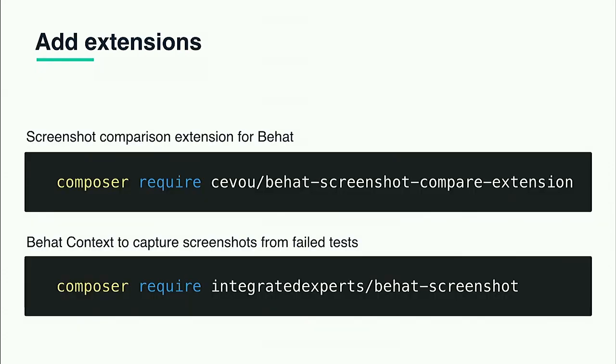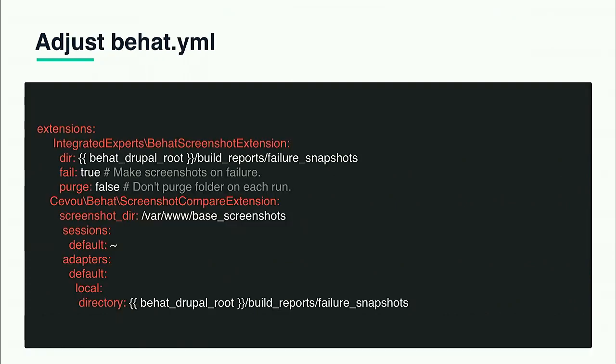There are two extensions that may help you with that. The first one, Behat screenshot compare. From the name, we can figure out that it will help you to compare screenshots. The second one, Behat screenshot. It's obvious that it just takes screenshots. So yeah, those two we add to composer JSON, or just composer require and specify those two libraries, and then we had to adjust our Behat YAML a little bit.